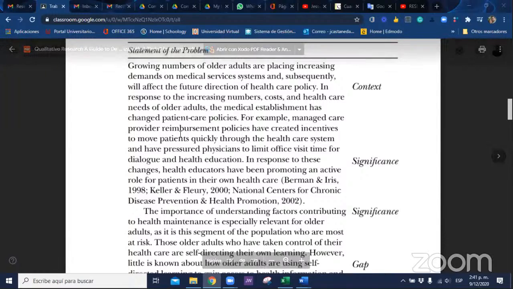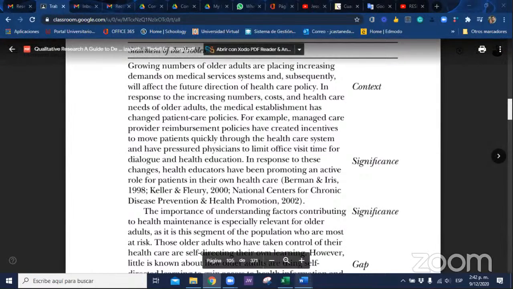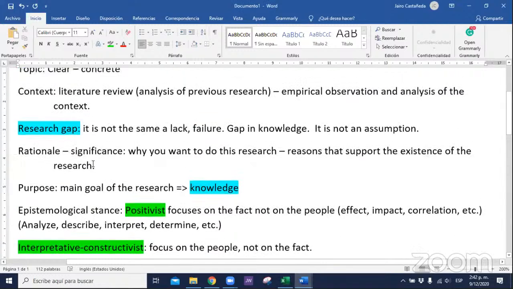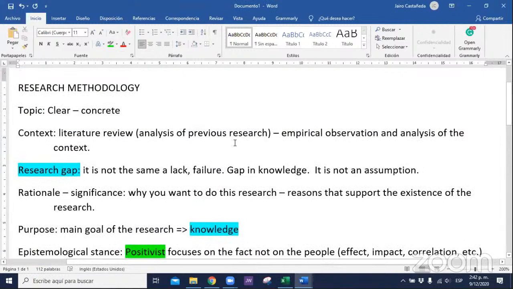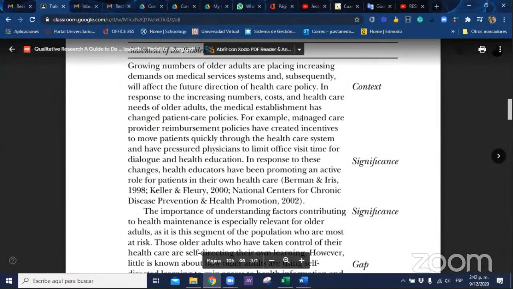The previous one was more based on the literature, on what other people have done in the topic, right? But this one is more focused on what the person who is going to do the research can perceive, can see, right? So that's what I said when I was explaining the context, that it could be based on the literature review or an empirical observation or analysis of the context. You see? That's the difference.